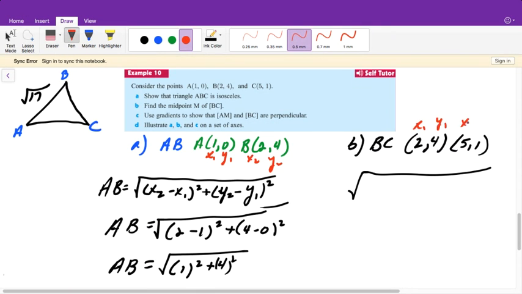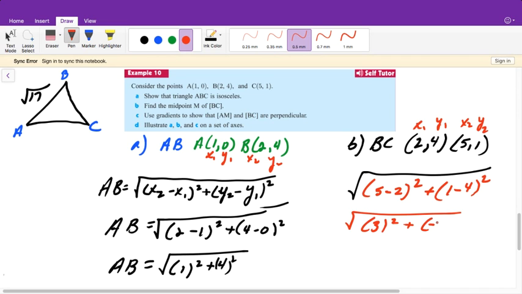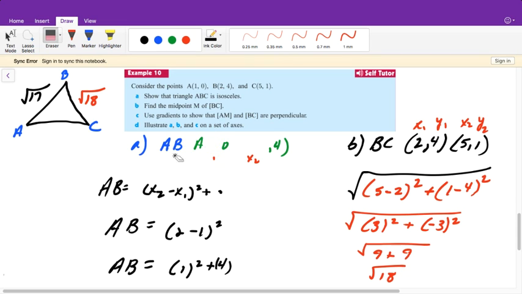X1, Y1, X2, Y2. So then from here, it is going to be 5 minus 2 squared plus 1 minus 4 squared. So it's going to be 3 squared plus -3 squared, which will then be 9 plus 9, so the square root of 18. Remember, since we're not actually finding the real distances here, it's okay if you don't simplify it because they didn't ask us to find the actual distance. They just said show that it's isosceles.